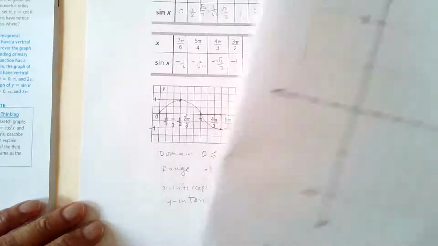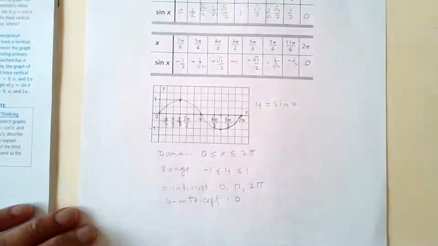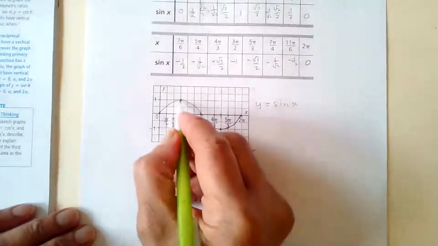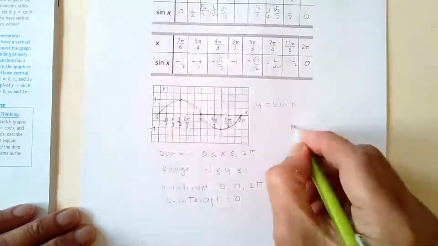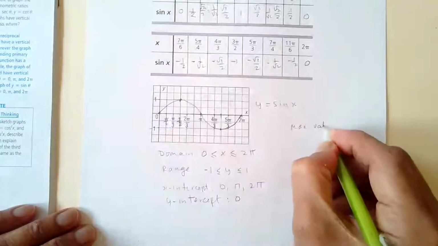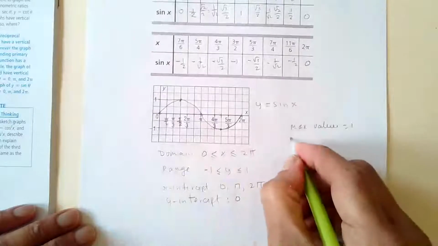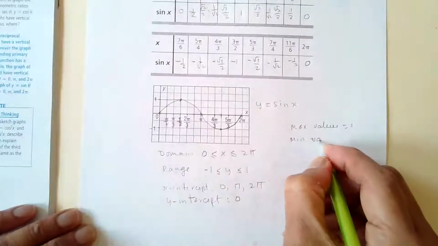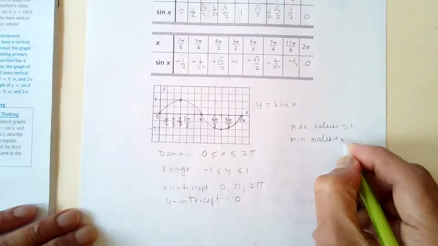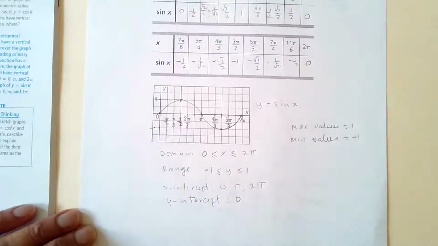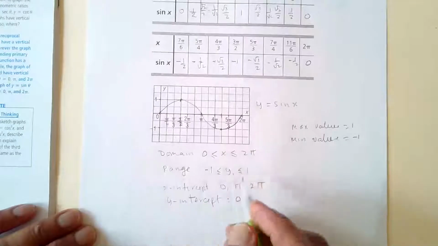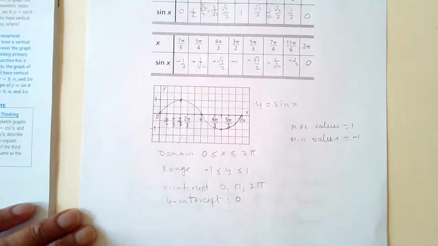Now, what's the maximum value here? The maximum value here is 1. So we can put here maximum value 1. The minimum value here is equal to -1. Okay. We have domain, so our maximum, minimum value, and our amplitude now.